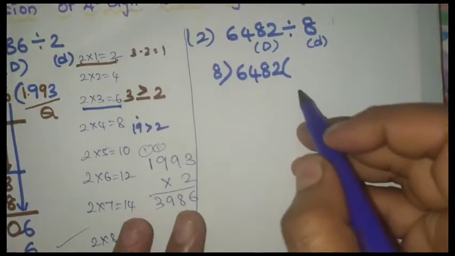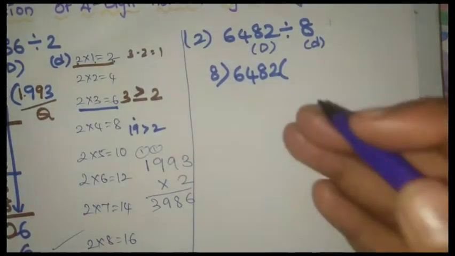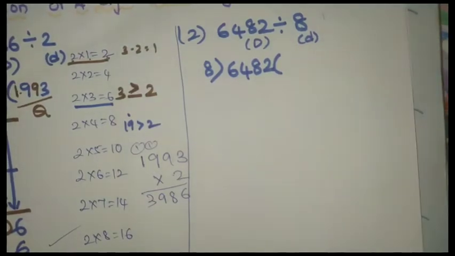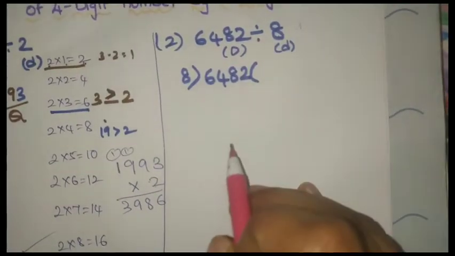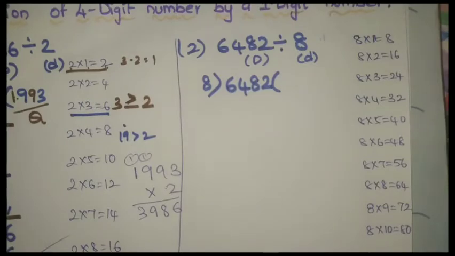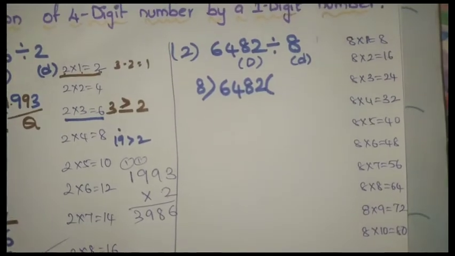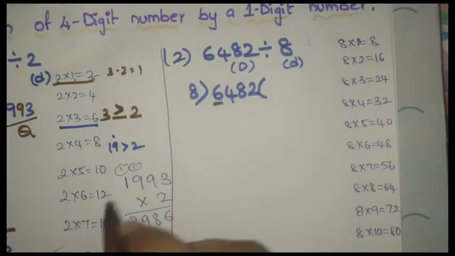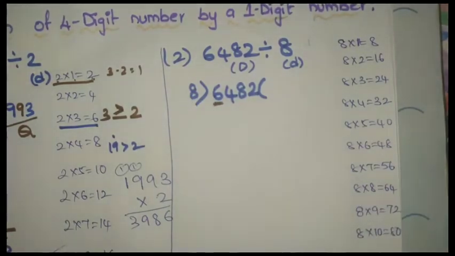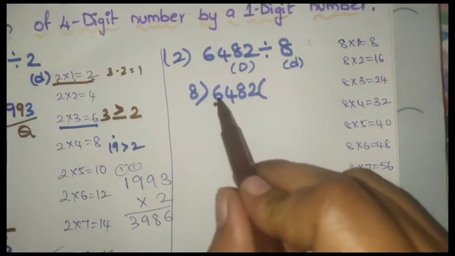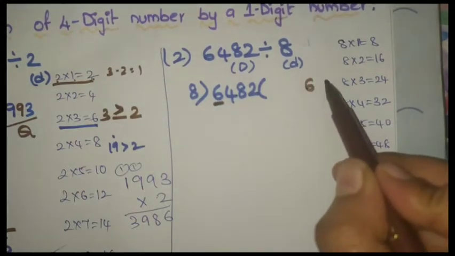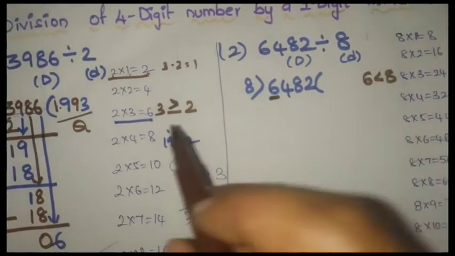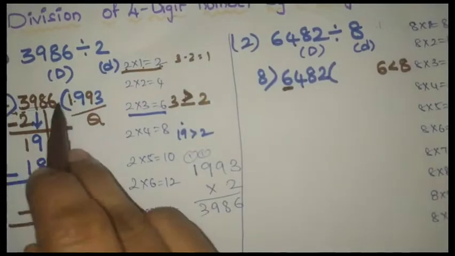Which table do we need to do this problem? Yes, the 8 table, so I will write the 8 table here. Our first rule is to compare the thousands place. What is the digit in the thousands place? 6. Is 6 greater than 8 or less than 8? Less than 8.